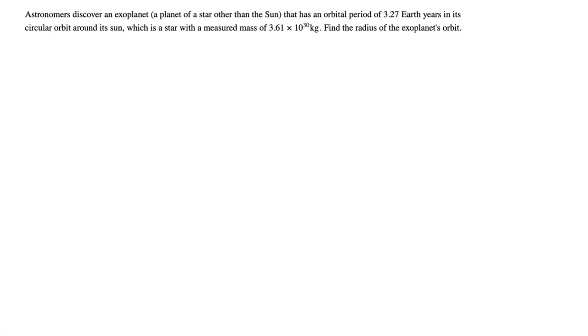Astronomers discover an exoplanet, a planet of a star other than the Sun, that has an orbital period of 3.27 Earth years in its circular orbit around its Sun, which is a star with a measured mass of 3.61 times 10 to the 30 kilograms. Find the radius of the exoplanet's orbit. It's not clear, but I probably mean in meters, so we'll have to do that a little bit later.